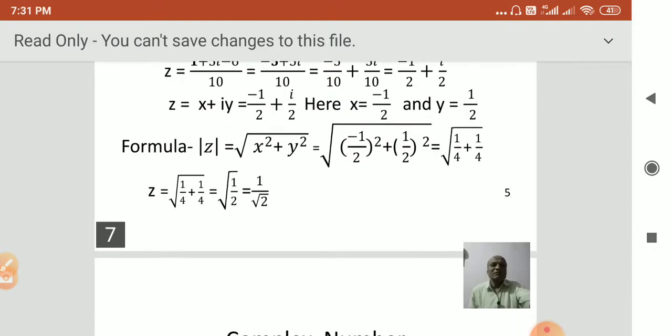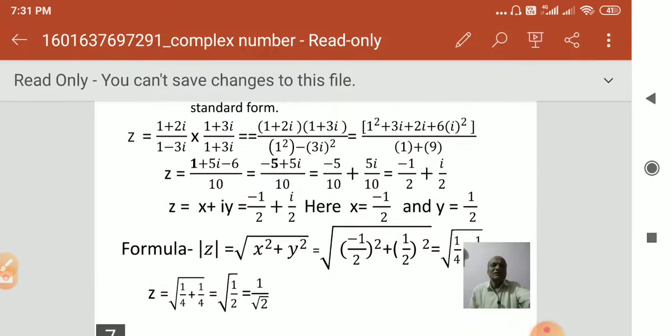So in this way we can find the modulus and argument of a given complex number.